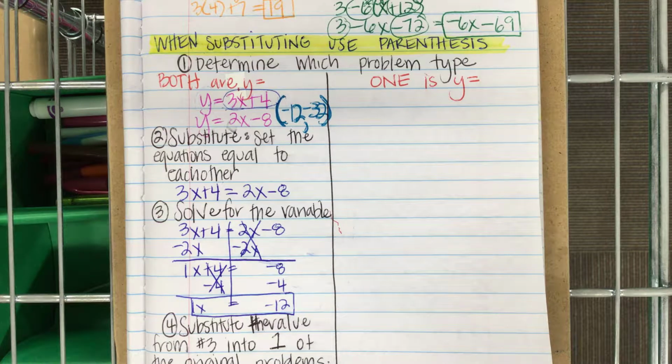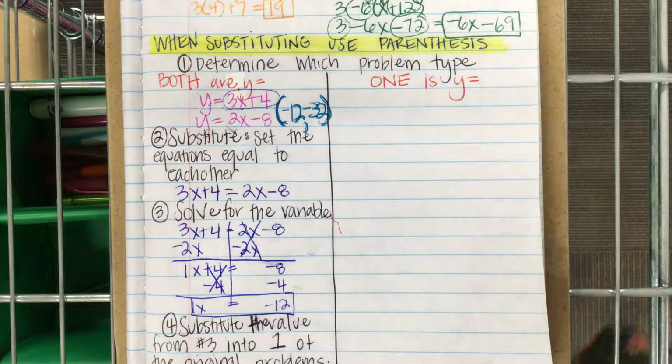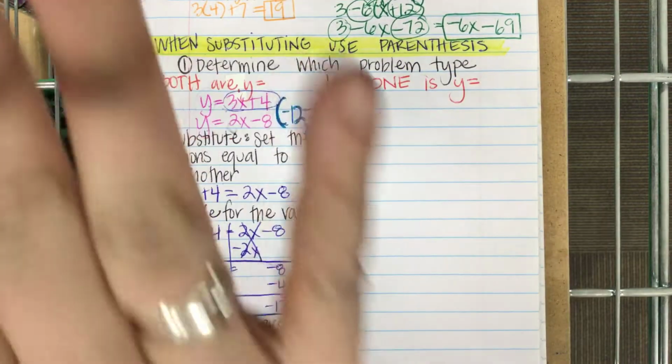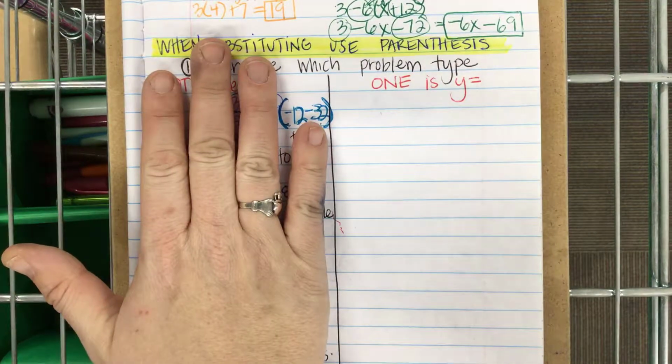Meaning your graph would have to be so big and so accurate that you would have to go backwards 12 and down 32 spots until you find where they intersect. That's a huge graph. It doesn't feel like it right now, but this is faster than creating that graph. All right, so that's one type of problem.